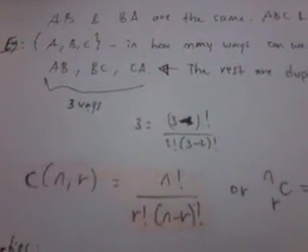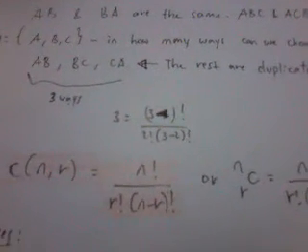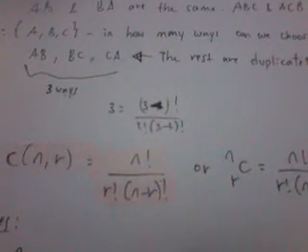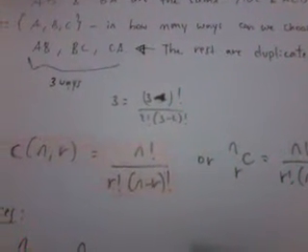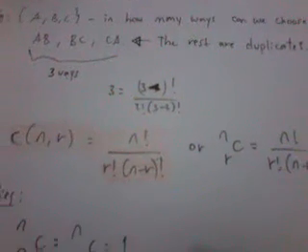Here in the example, we have a set containing A, B, and C. So in how many ways can we choose two letters from these three? We can choose A and B, B and C, and C and A. Other than that, it's going to be duplicates, meaning if we choose BA, then it's the duplicate of AB.